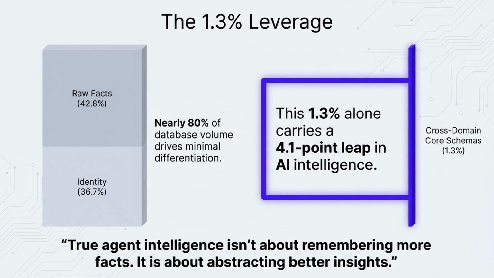What's perhaps most striking is what we call the 1.3% leverage. Raw facts and identity nodes make up nearly 80% of the database volume, but they drive minimal differentiation. Conversely, cross-domain core schemas make up a mere 1.3% of the data volume. Yet, this tiny 1.3% alone carries a massive 4.1-point leap in AI intelligence. As the research highlights, true agent intelligence isn't about remembering more facts. It is about abstracting better insights.